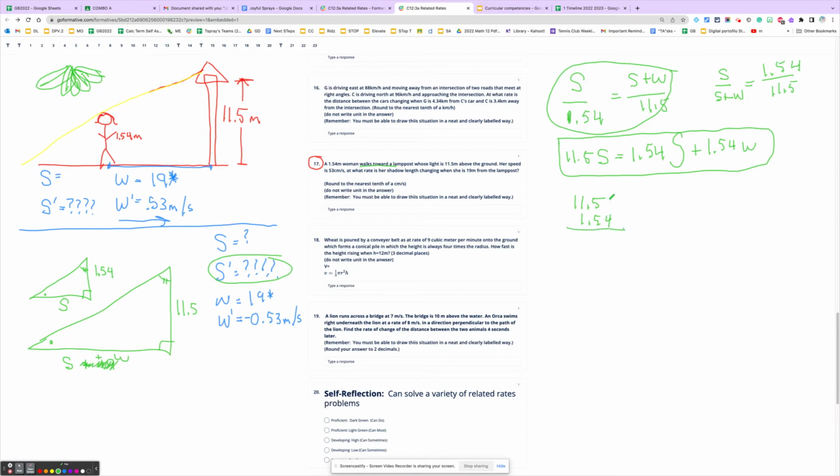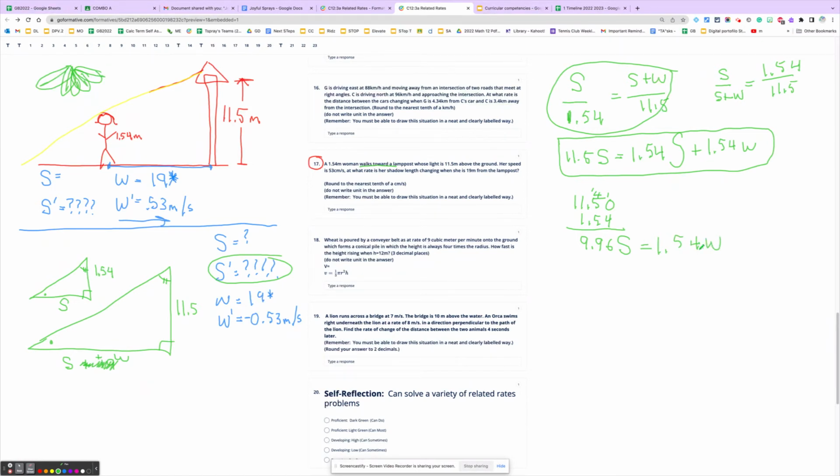Oh boy. I think that's going to be 9.96. I'm going to just check and make sure. So 10 minus 4 is 6. That's going to become a 14. 14 minus 5 is 9. That became a 0. Perfect. So we're going to have 9.96S equals 1.54W.